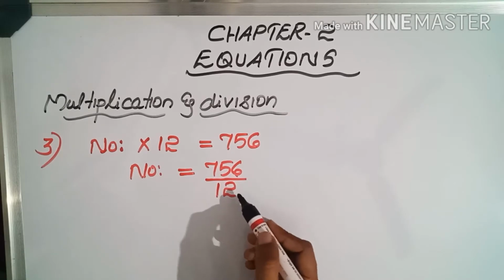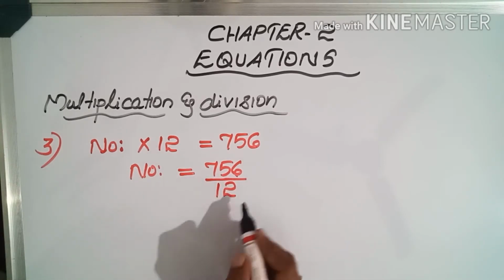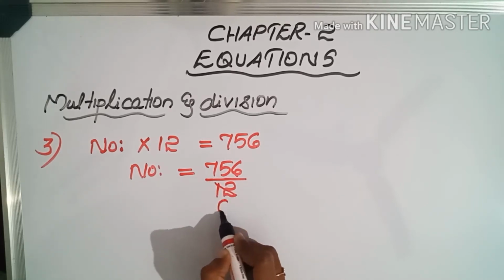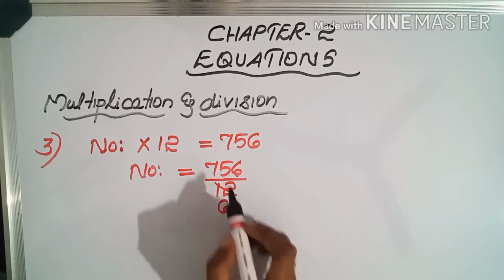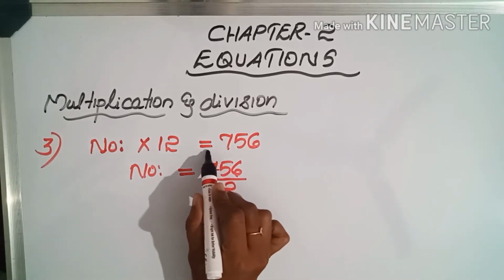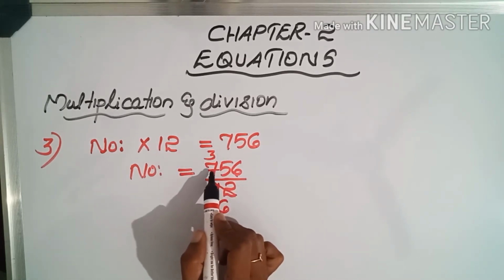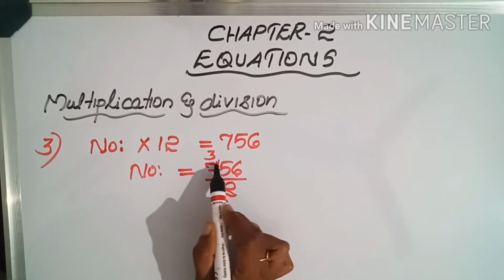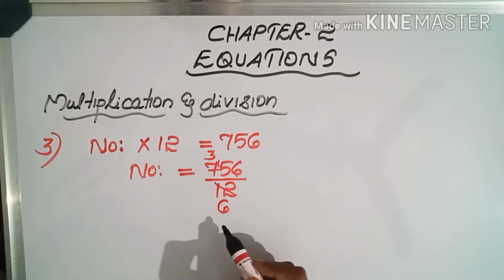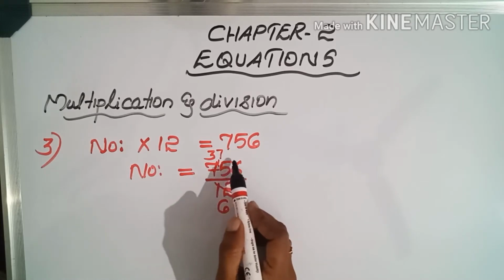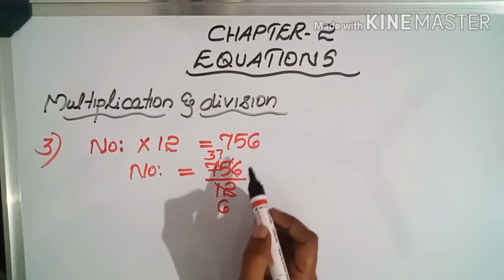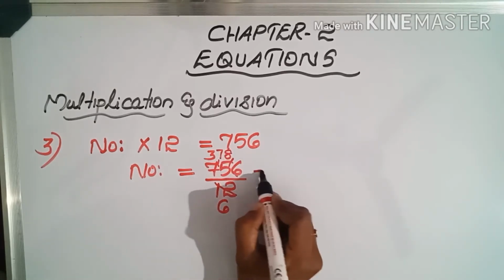Here both are multiples of 2, so let's start with multiples of 2. In 12, how many 2s? Total 6 2s are there. 6 2s are 12. Now in 7, only 3 2s are there, and 1 is the balance. 3 2s are 6, 1 will be the balance. So 15, taking the 1 to this side. In 15, how many 2s? 7 2s are there, and one remains. So 16. In 16, how many 2s? 8 2s are there. So we got the answer as what?